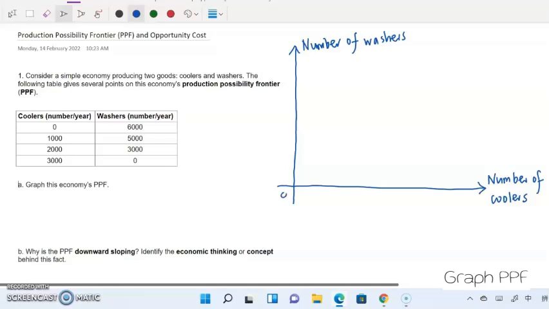So we draw the horizontal axis, the x-axis, and the vertical axis, the y-axis. Coolers on the x-axis and washers on the y-axis. We can do it the other way around with washers on the x and coolers on the y-axis. It really doesn't matter. And then we transfer the points from the table to the graph, and if we join up all the points, we will get a curve that looks like a quarter of a circle.